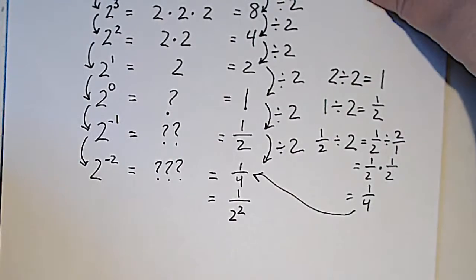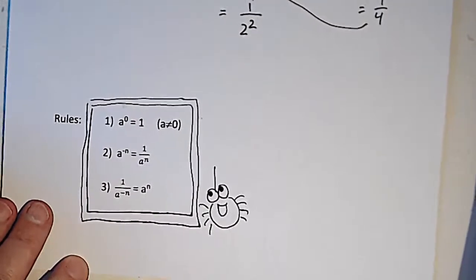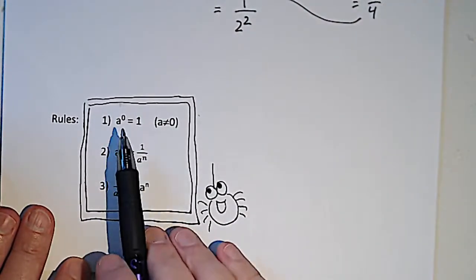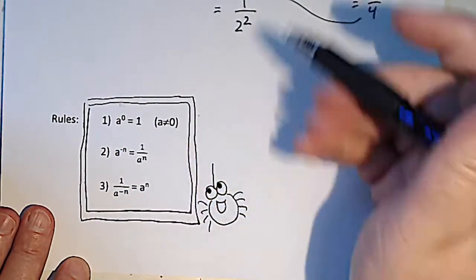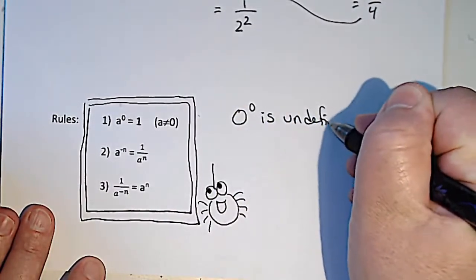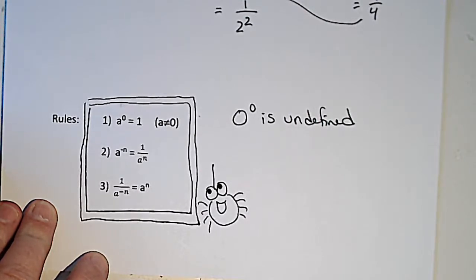So let us review the rules with the happy spider. A to the 0 equals 1 when a is not equal to 0. 0 to the 0th power is undefined, which just means we're not saying what it is. It might mean you'll learn it later. It might mean nobody knows what it is. But for right now, we're going to say it's undefined. Let's just not go there.